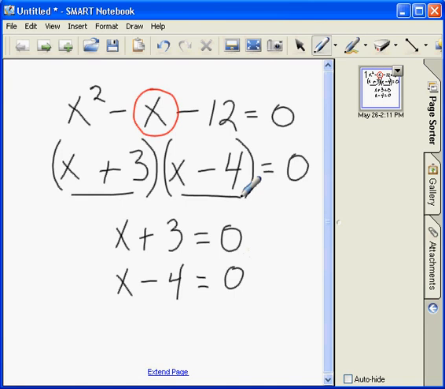Okay, so if x plus 3 is equal to 0, that means that x could have been equal to minus 3, or x was equal to, well, if x minus 4 was equal to 0, I think most of us would be able to figure out that x in that instance would have had to have been 4. And that's how we perform our factoring.